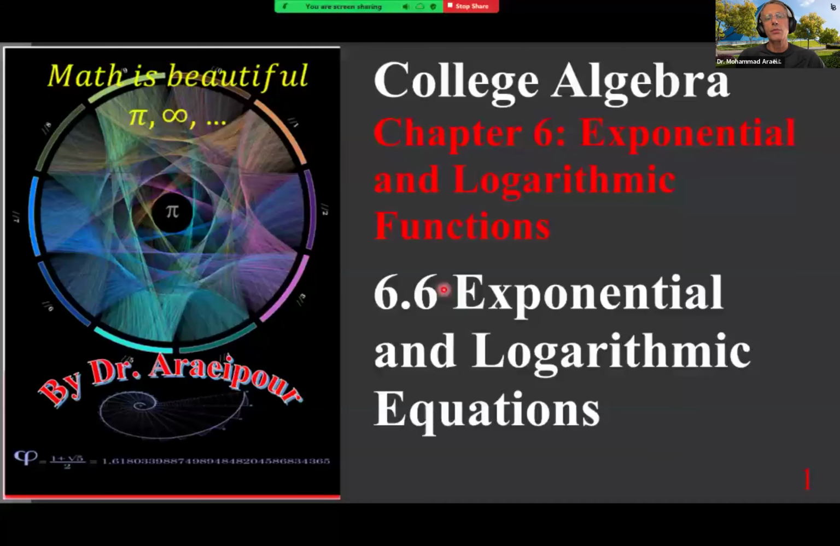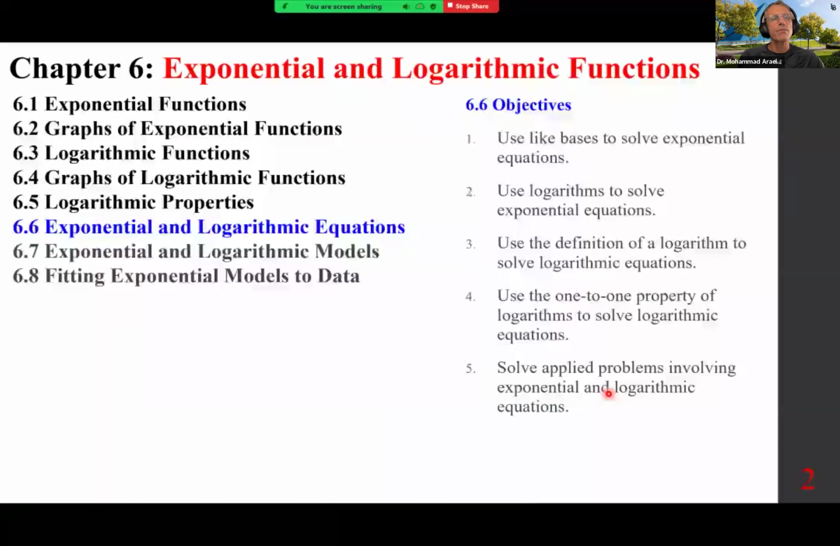Good afternoon, class. We are looking at Chapter 6, Exponential and Logarithmic Functions. Here, 6.6 Exponential and Logarithmic Equations. So in this section, we are going to cover the following objectives.